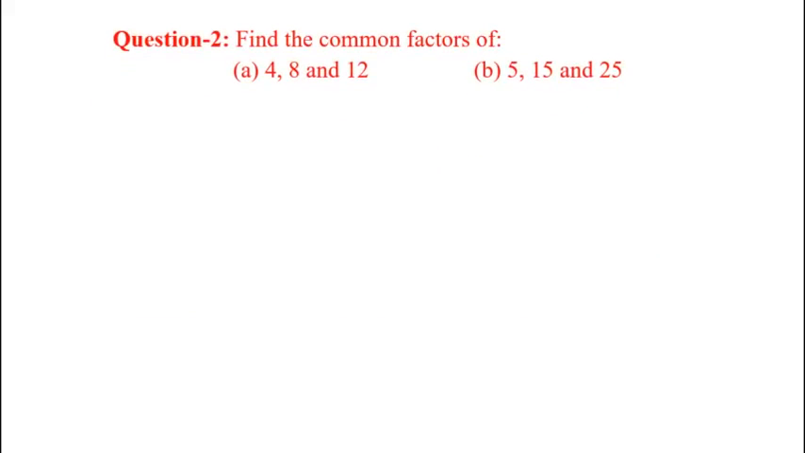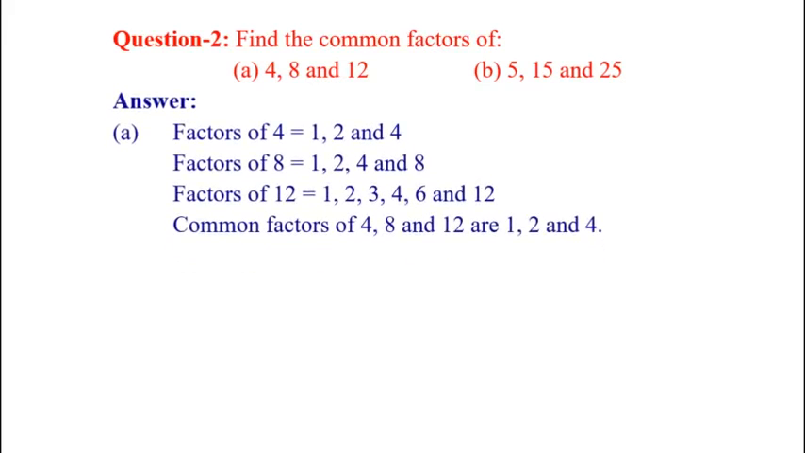Then question number 2. Find the common factors of 4, 8 and 12, and 5, 15 and 25. So, answer first, factors of 4 are 1, 2 and 4. Factors of 8 are 1, 2, 4 and 8. Factors of 12 are 1, 2, 3, 4, 6 and 12. So, common factors of 4, 8 and 12 are 1, 2 and 4.